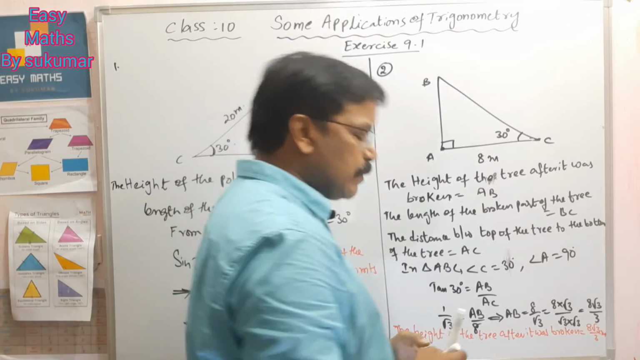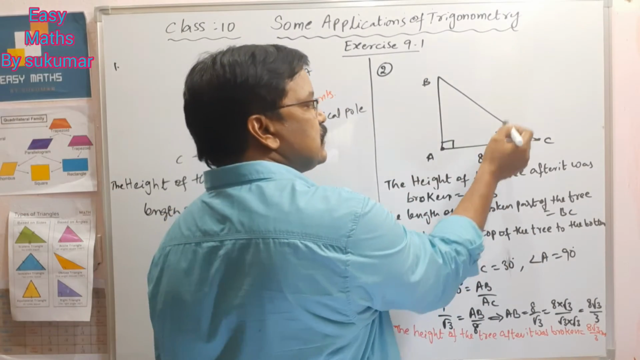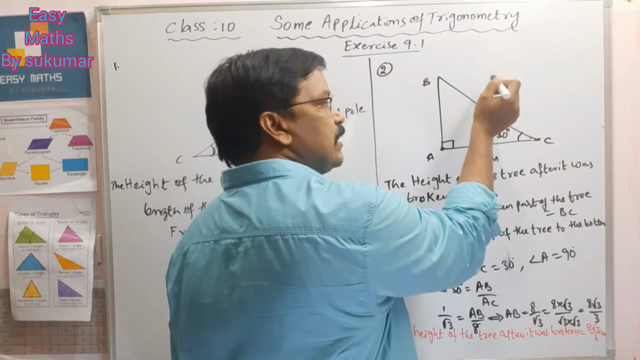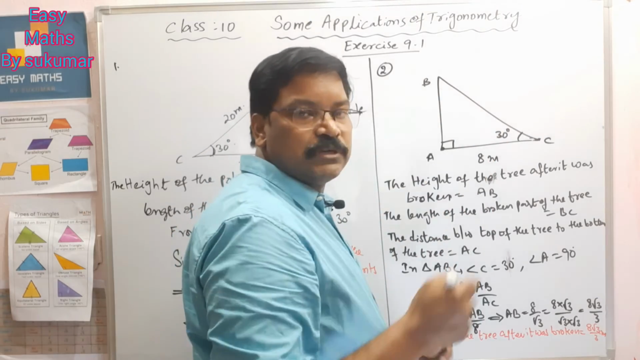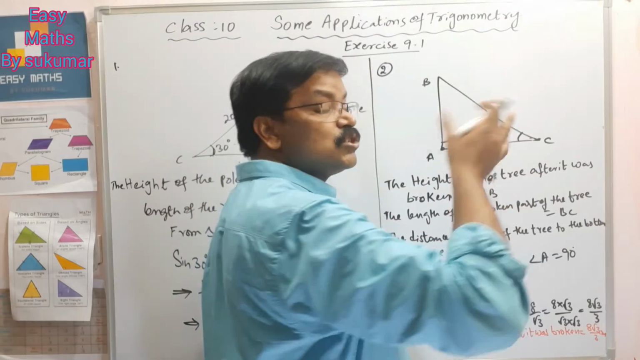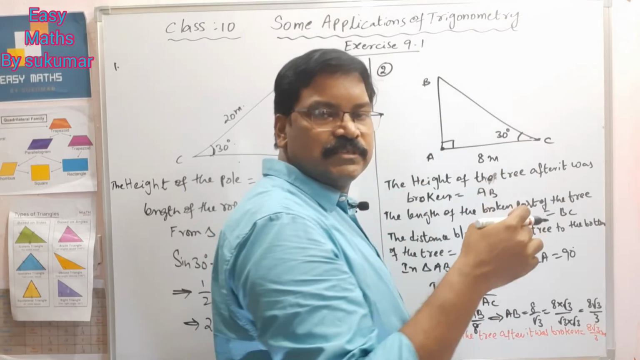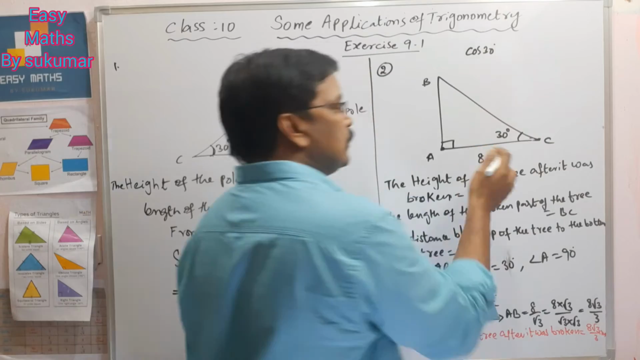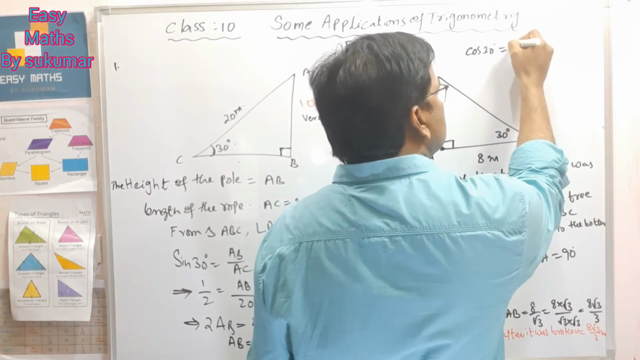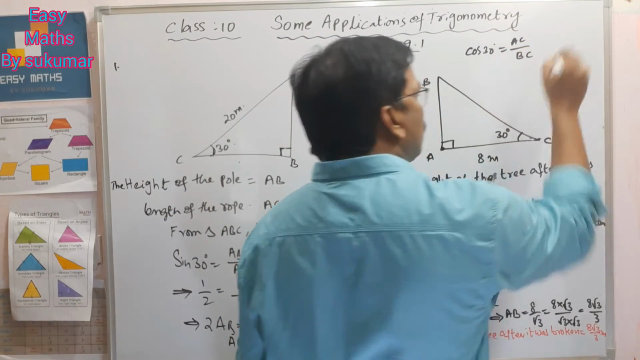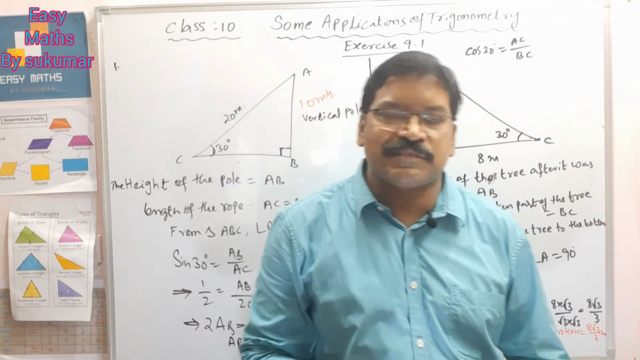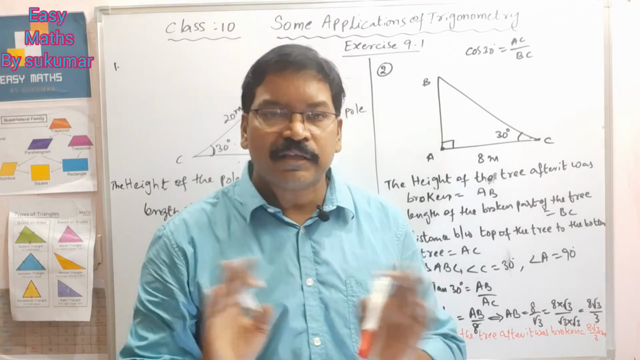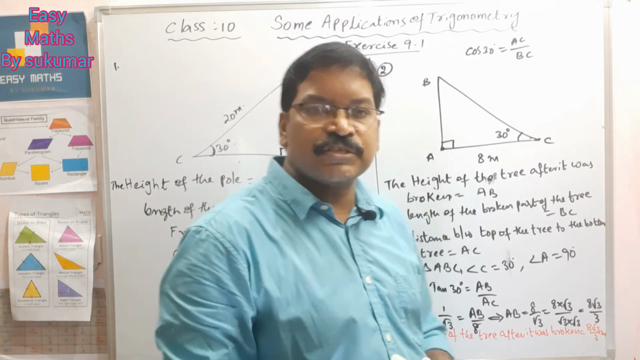Okay. Now my dear students, this is 30 degrees, that is an acute angle, adjacent side, and this is hypotenuse. Now we will take what is the relation between adjacent side and hypotenuse, that is cos. So cos 30 degrees is equal to adjacent side by hypotenuse, that is AC by BC. So what is cos 30? Cos 30 is equal to sin 60. We have learned in complementary angles, cos 30 and sin 60 are equal. Sin 60 is root 3 by 2.